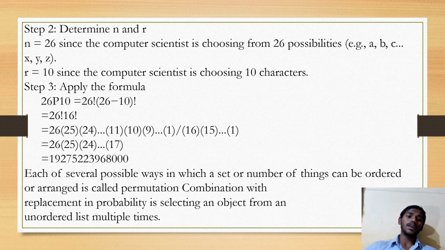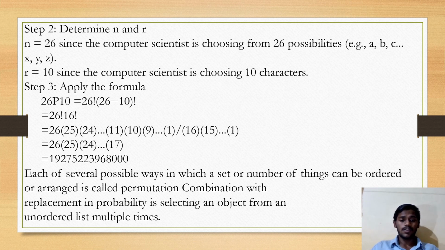Step 2. Determine n and r. n is equal to 26, since the computer scientist is choosing from 26 possibilities, A, B, C, and so on to Z. r is equal to 10, since the computer scientist is choosing 10 characters. Step 3. Apply the formula nPr, that is 26P10, which is equal to 26 factorial divided by (26 minus 10) factorial. Then we get 1927522396800.